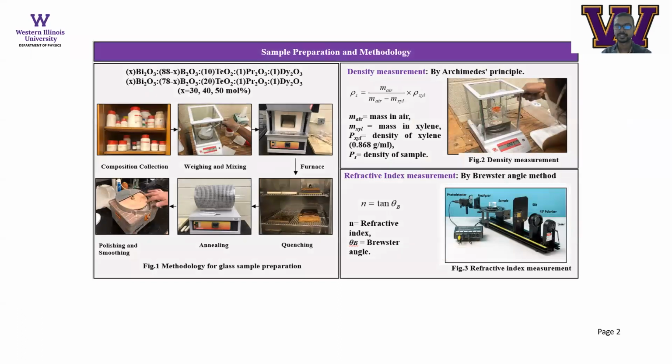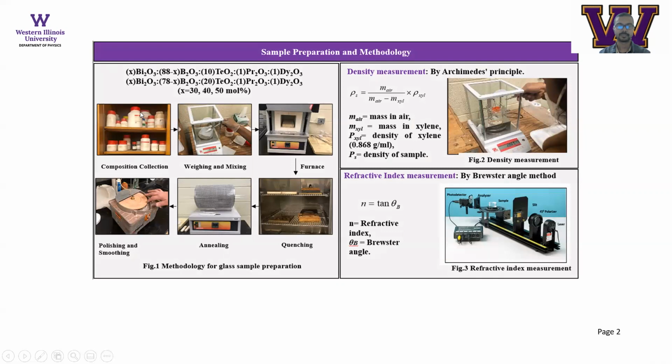Now the fun part, our sample preparation and methodology. This time, I have divided these steps into two main parts, sample preparation and methodology. In sample preparation, we use basically two major equations. Here it is. We use 10% tellurium oxide and 20% tellurium oxide. And in these equations, we vary our base material bismuth oxide from 30 to 50 mole content.